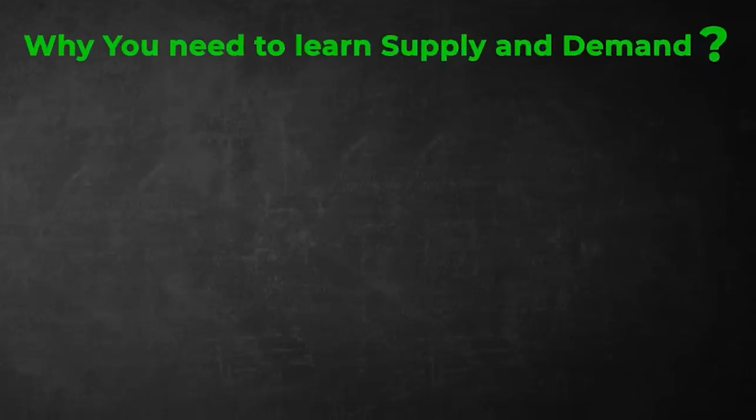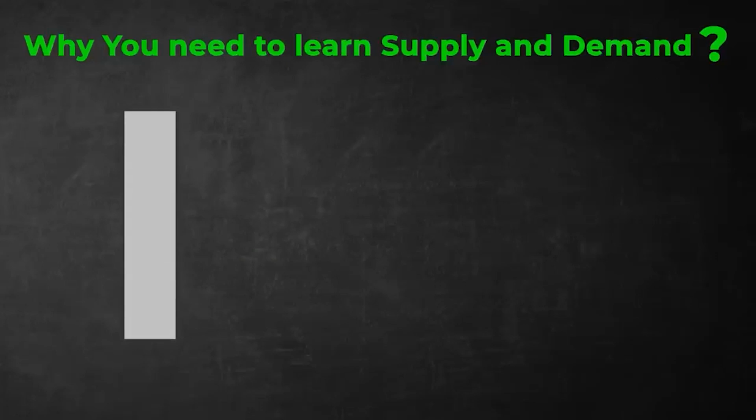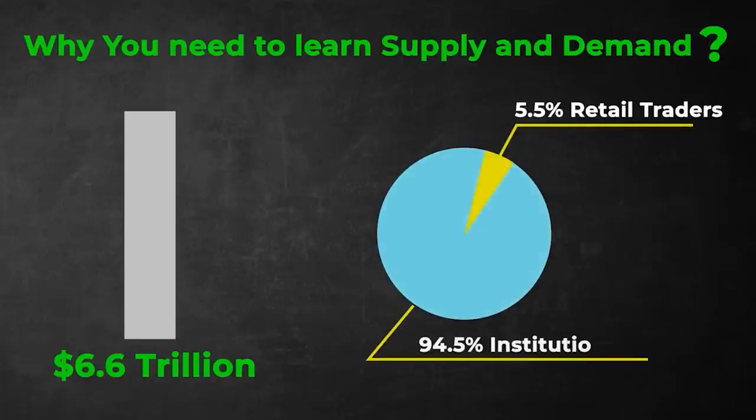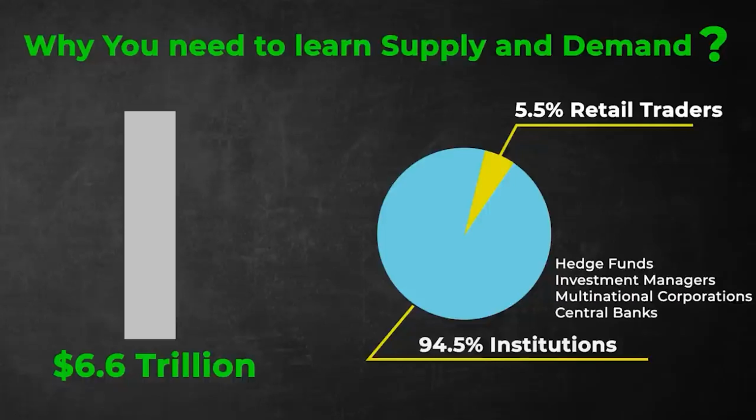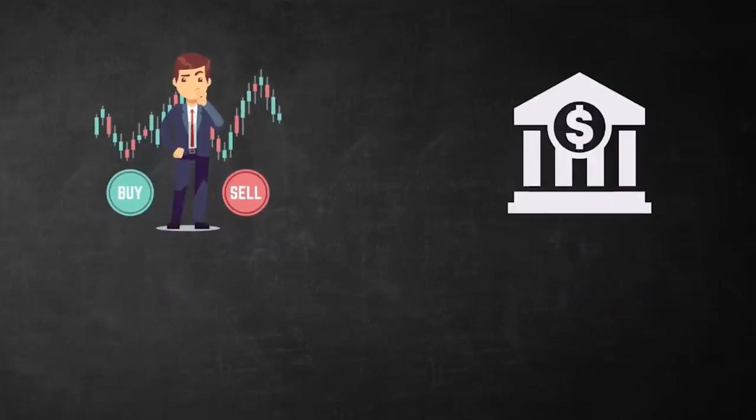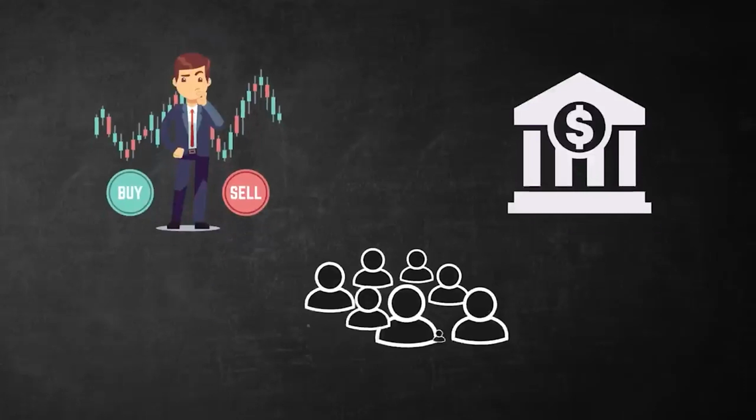The first thing that we will cover in this video is understanding why you need to learn supply and demand. Forex is a $6.6 trillion market, and retail traders, at 5.5%, do not have enough volume to move the market in the desired direction. The rest, 94.5% of the market, is institutions, which includes hedge funds, investment managers, multinational corporations, and central banks. So as a retail trader, it's only wise to trade with institutions because you have a great edge over other retail traders. Now let's dive into learning supply and demand.